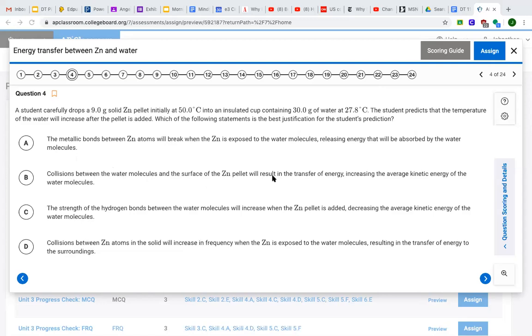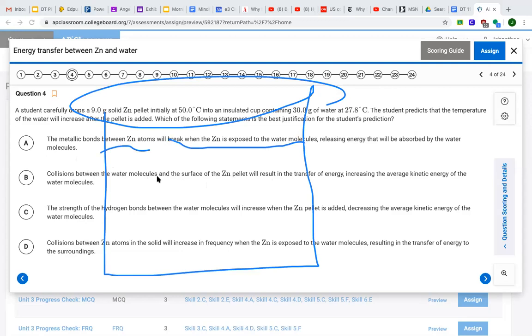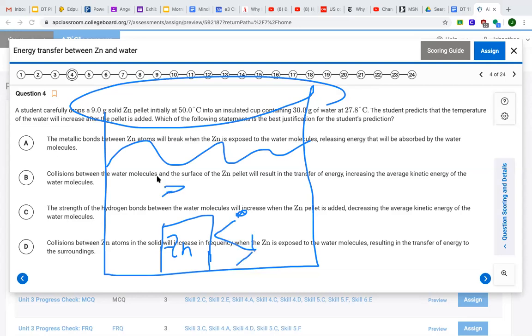And then B, collisions between the water molecules and the surface of the zinc pellet will result in the transfer of energy, increasing the average kinetic energy of the water molecules. Okay, so that's true, right? So let me draw this out. You have some beaker, right? And there's water in the beaker, and that was bad water, so draw better water. Water in the beaker, right? And you drop this hunk of zinc into the water, right? And all these little water molecules are going to come in and bounce off of the zinc.